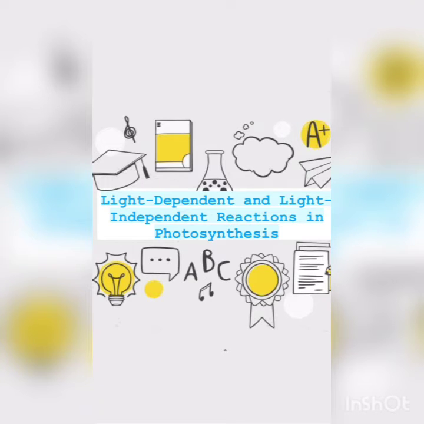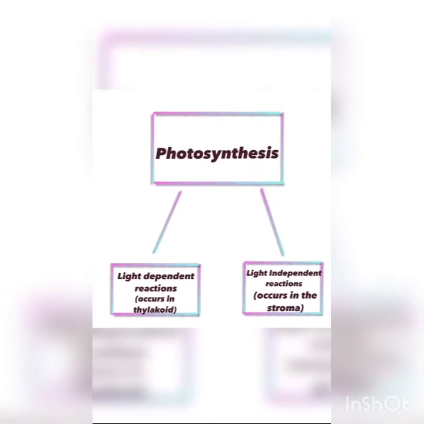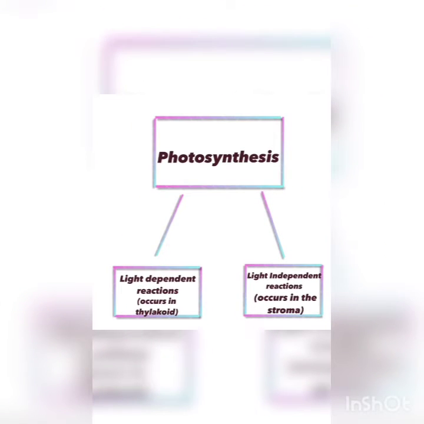Light-dependent and light-independent reactions in photosynthesis. There are two main stages in photosynthesis, which are light-dependent reaction and light-independent reaction. Light-dependent reactions occur in the thylakoids. Light-independent reactions occur in the stroma.